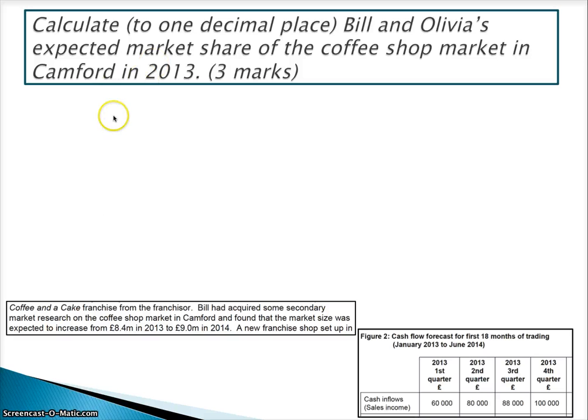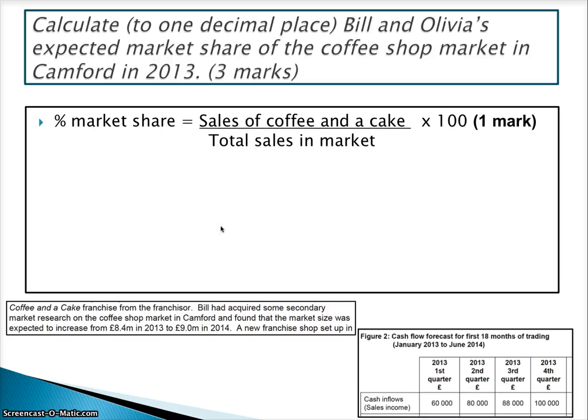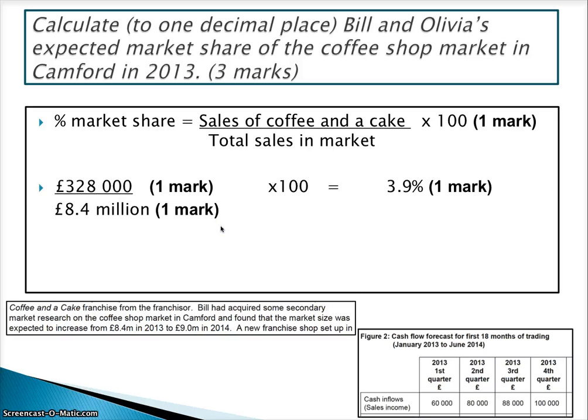So here's the question up here again. Here's the information that you needed, the 8.4 million, and down here you've got your sales income, which you added together. Hopefully you'll have the same answer as me. First thing to do is to write down the line of working, the equation, which is the sales of the coffee and cake divided by total sales in the market times 100. That will give you 1 mark. Don't forget to write in times 100 or you won't get the mark. And then hopefully you will have found that that came to 3.9%.